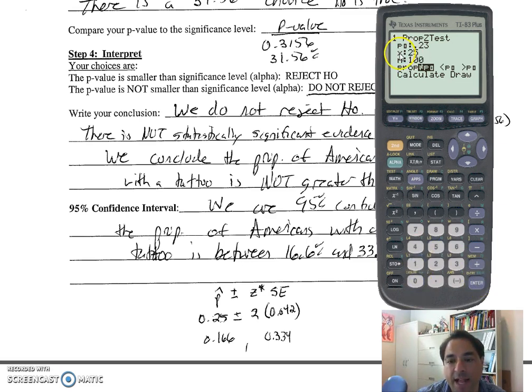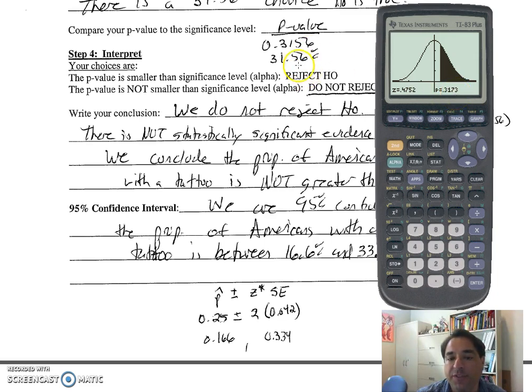Okay, so when it asks for x, it asks for the numerator in your sample, 25, and then n would be your sample size, 100. We think it is greater than, and then we go to either draw or calculate. If you go to draw, you get the nice little picture like we did. And it gives you your z-score, and it gives you your p-value.